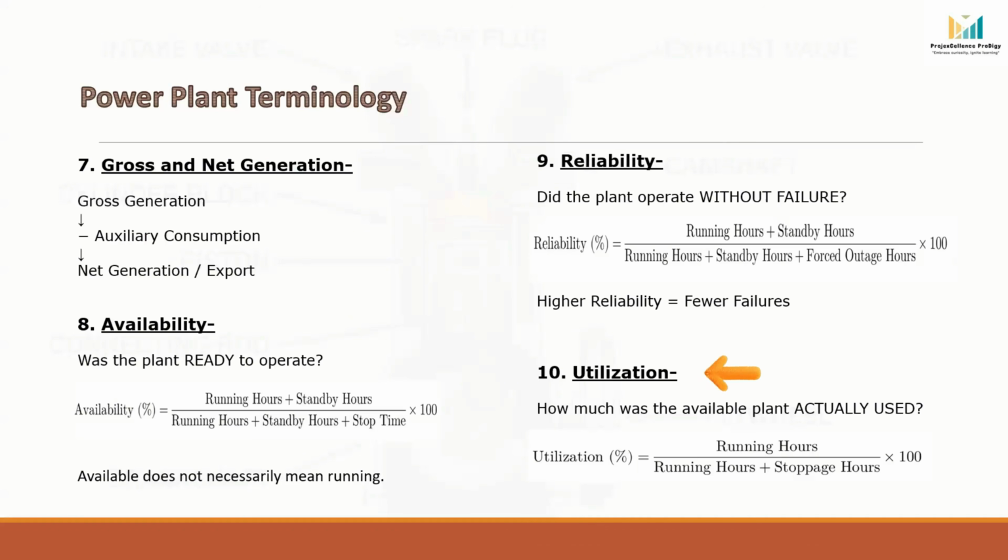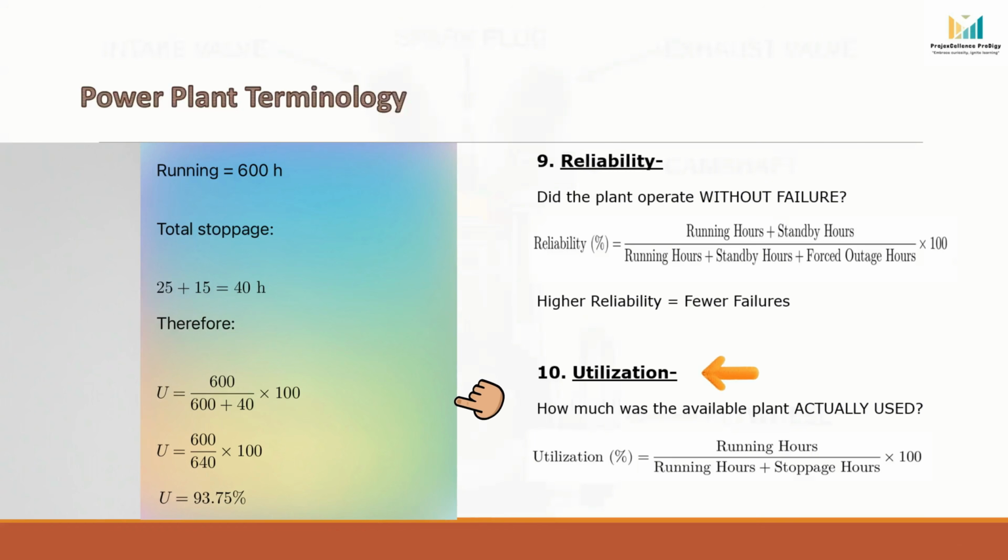Utilization. Utilization tells us how much the plant was actually being used. It expresses the amount of time the engine has actually been in use during a certain period. And the formula for utilization is running hours divided by running hours plus stoppage hours, into 100. In our example, running hours are 600 hours and total stoppage is 25 plus 15, which is 40 hours. So 600 divided by 640 multiplied by 100 gives us 93.75% utilization. So utilization asks how much was the plant actually used.